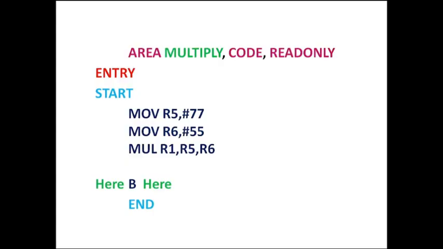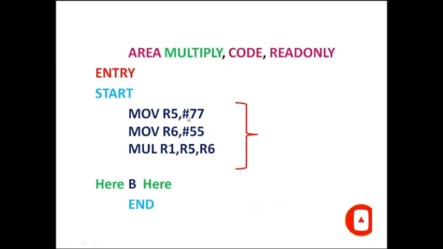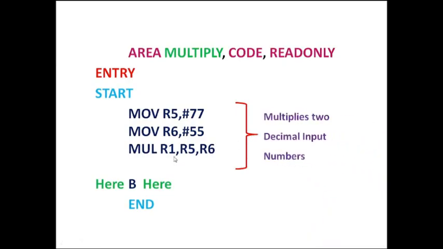First, let me show you two of the commonly seen approaches for this task. Coming to the first one, this is the program in which to the R5 register number 77 is moved and to the R6 register number 55 is moved. As you can observe here, these two numbers are decimal numbers and we are simply multiplying them to get the result in the R1 register.